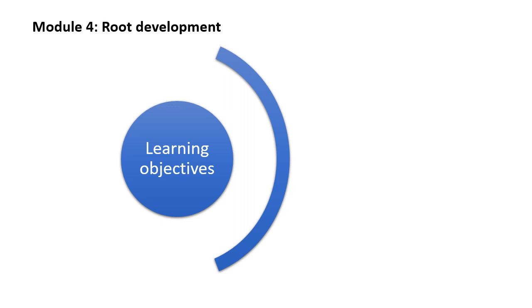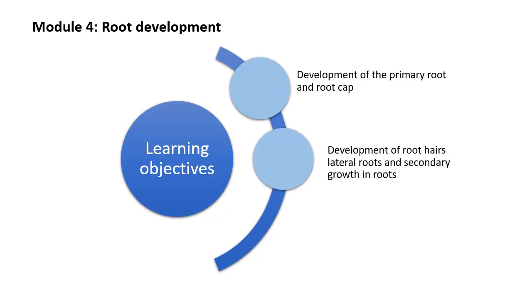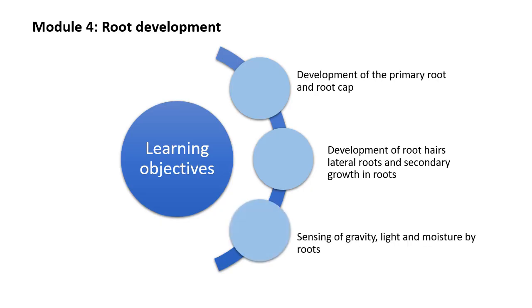The current module is divided into three different objectives. The first objective is the development of the primary root and root cap, whereas the second objective talks about the development of root hairs, lateral roots and secondary growth in roots. The third objective of this module is sensing of gravity, light and moisture by the roots.